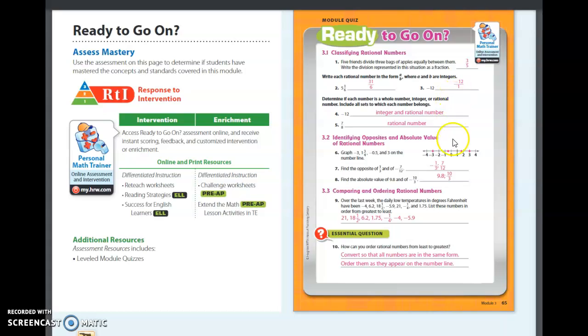To determine if each number is a whole number, integer, or rational number, and include all sets to which they belong. Negative 12 is both an integer and a rational number. 7/8 is only a rational number.